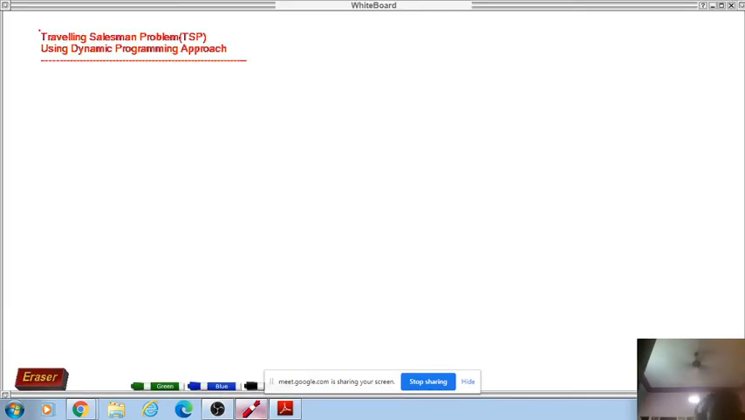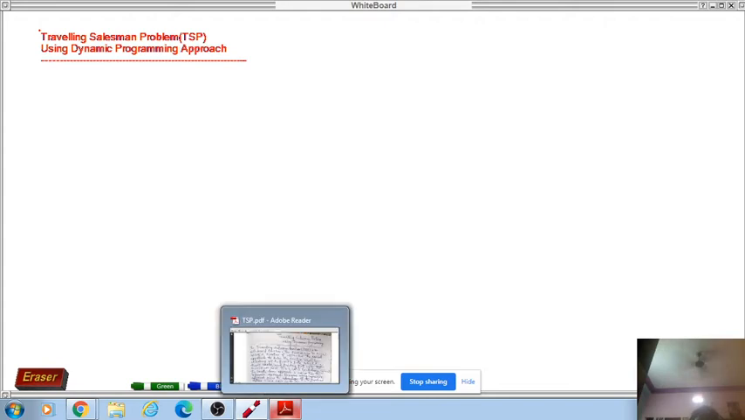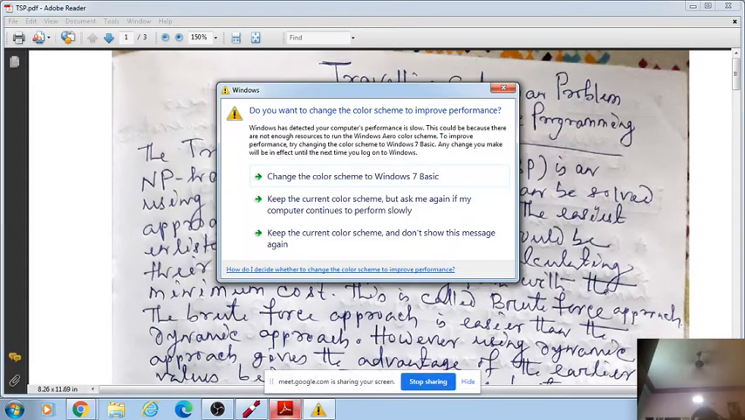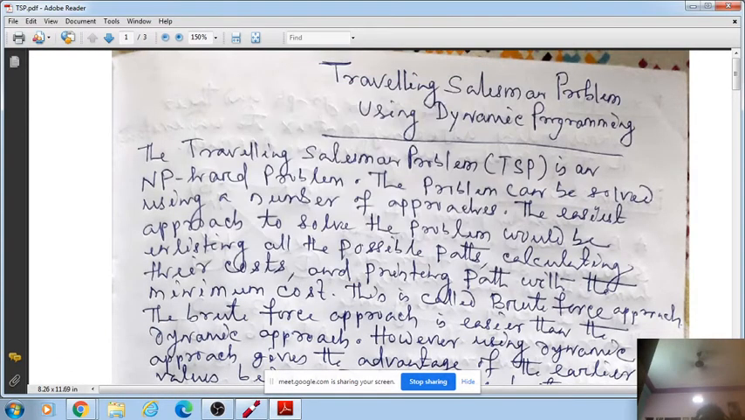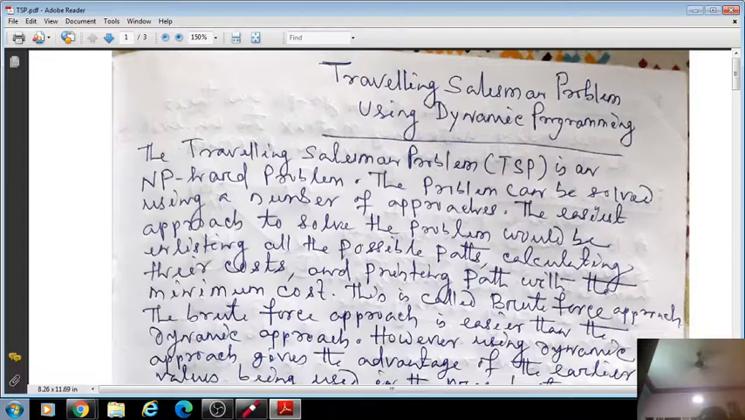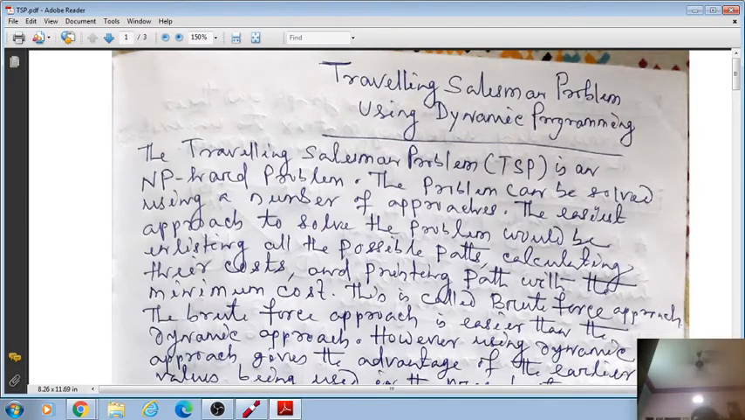Let us start the traveling salesman problem using the dynamic programming approach. So yesterday I started. I am making you understand clearly, and the slides will also help you understand better. Let's see what exactly a traveling salesman problem is.